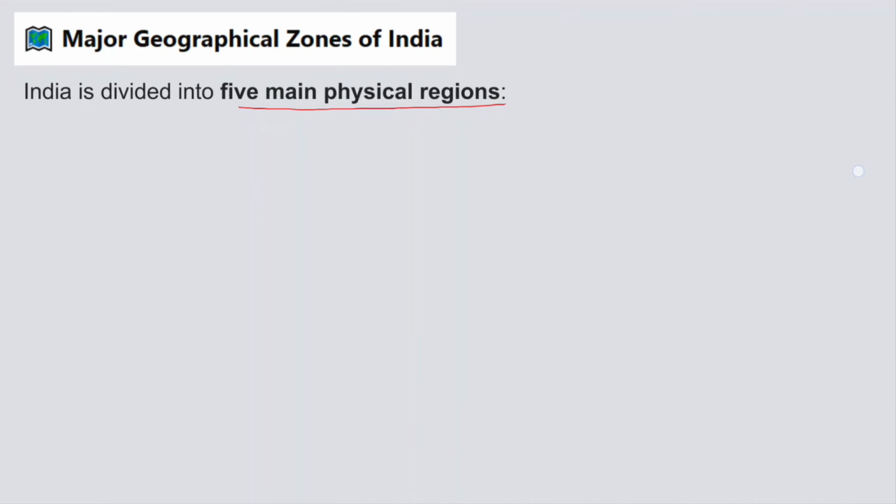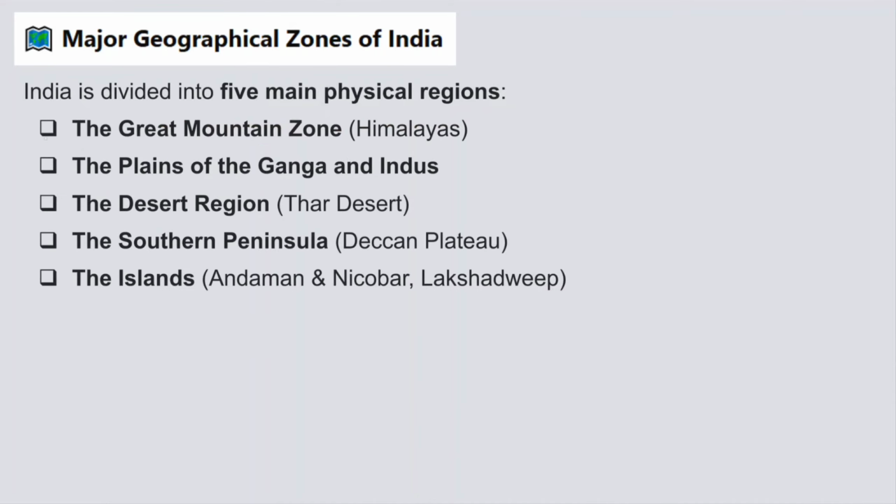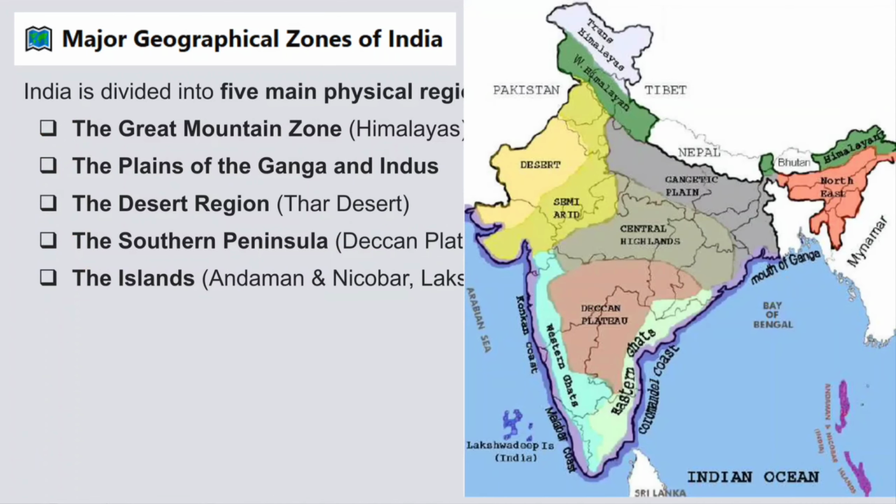So India is divided into 5 main physical regions. Those are the Great Mountain Zone, the plains of the Ganga and Indus, the desert region, the southern peninsula and the islands. The southern peninsula we also call the Deccan Plateau, and the islands are Andaman and Nicobar and Lakshadweep. So this is the major topic that we are going to learn in this chapter. One by one we are going to start and see.